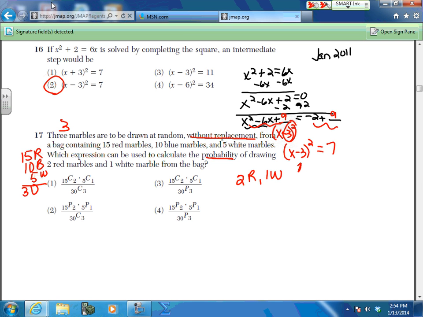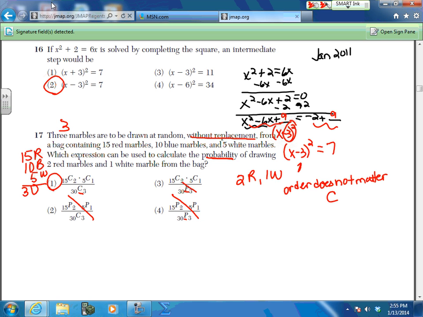Now, the bottom number, notice the only difference between these are a P and a C. If order matters, then you're a permutation. If order does not matter, then you're a combination. And it doesn't matter what order we pick these up in, so we're looking at C's. So we're going to eliminate anything that throws a P at us. Therefore, there's only one left, and that's 1.